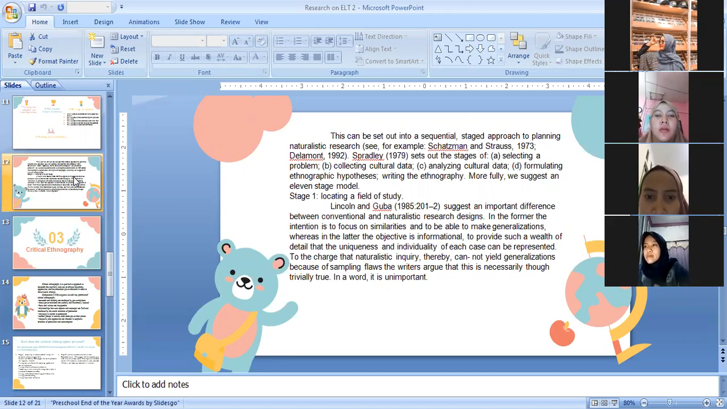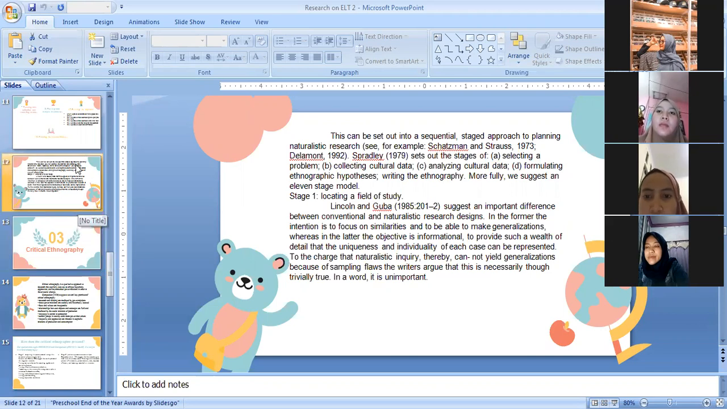Stage 1, locating a field of study. Lincoln and Guba suggest an important difference between conventional and naturalistic research design. In the former, the intention is to focus on similarities and to be able to make generalizations, whereas in the latter, the objective is informational.